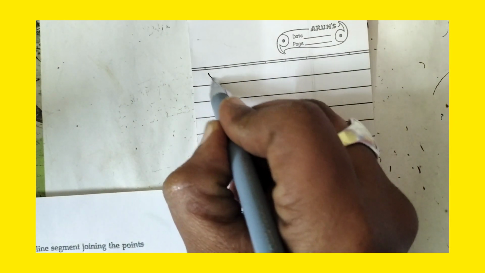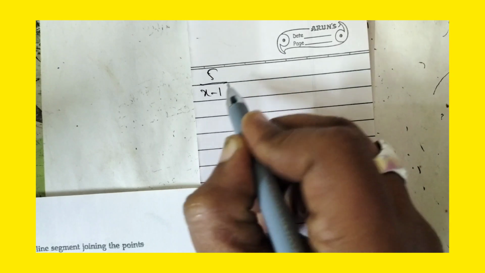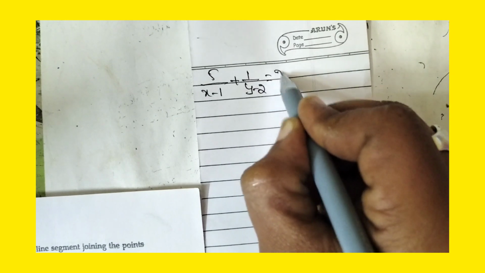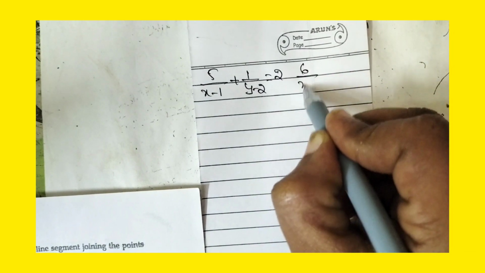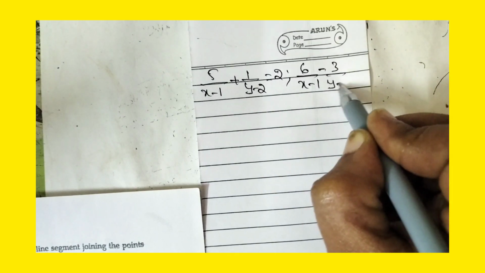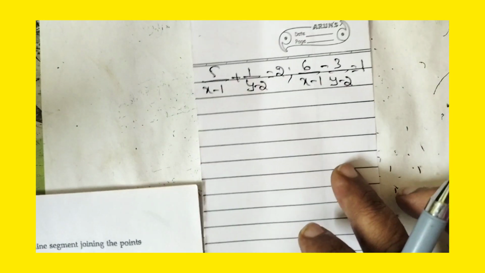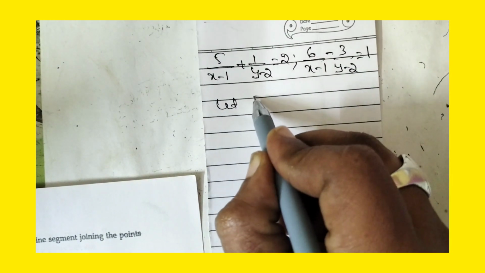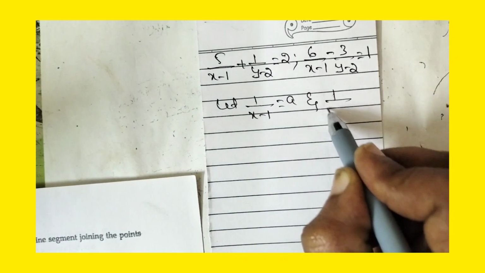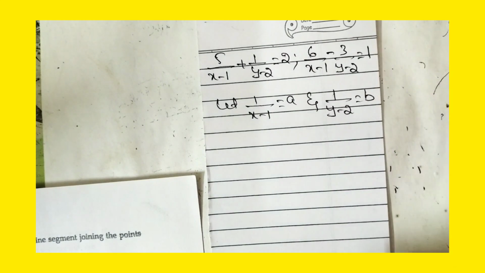So let us take the internal choice question now. They have given 5 divided by x minus 1 plus 1 divided by y minus 2 is equal to 2. Then 6 divided by x minus 1 minus 3 divided by y minus 2 is equal to 1. Let 1 divided by x minus 1 be a and 1 divided by y minus 2 be b.